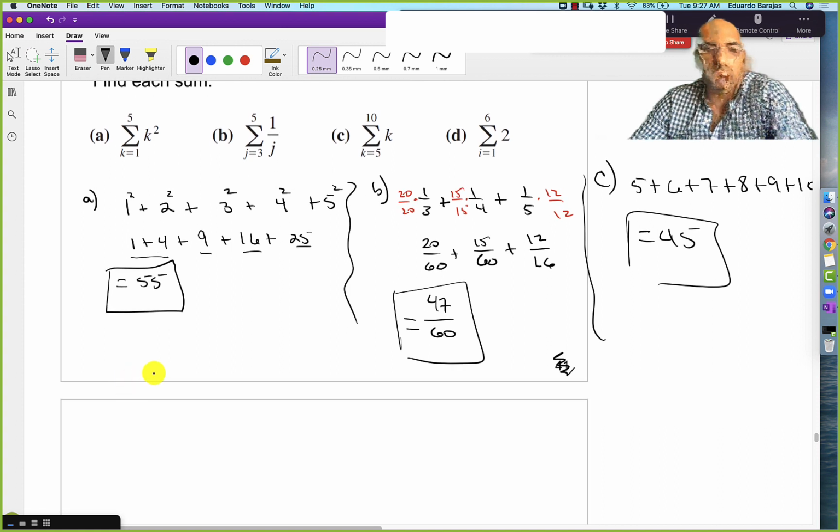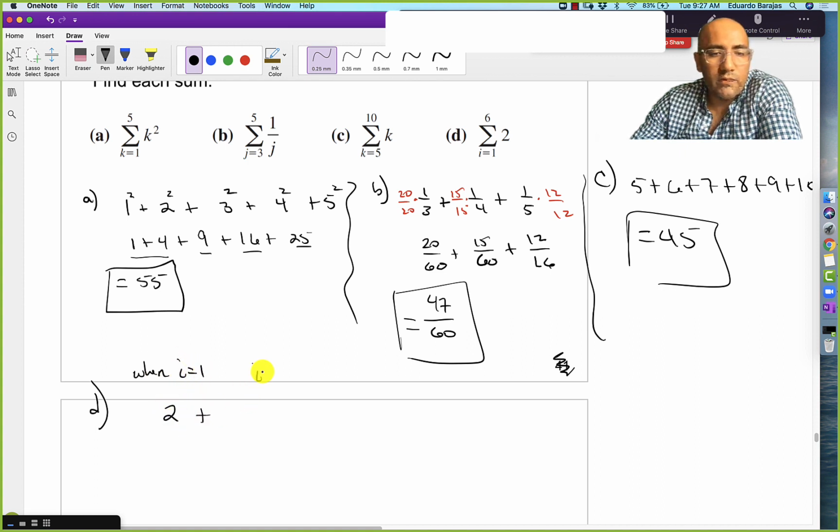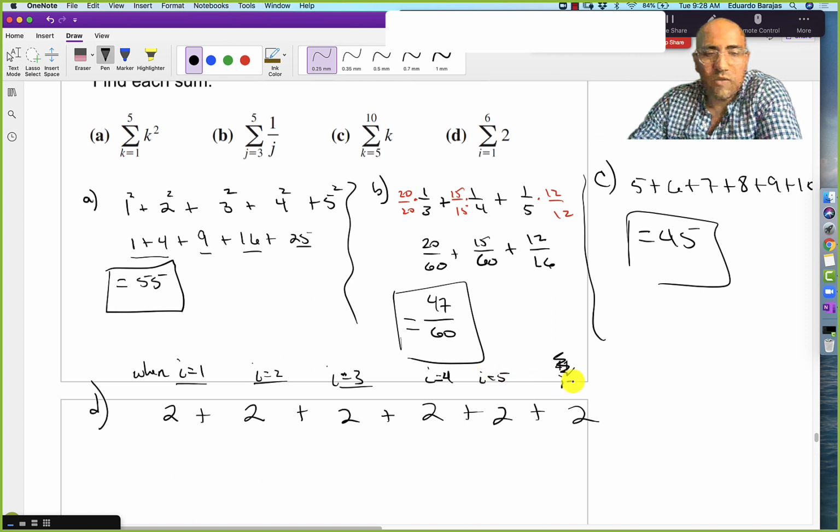D is a little tricky because there is no index, right? Here is the index I, and there is no I. So what we do with that is that, well, when I equals 1, we just get a 2. Plus I equals 2, we just get a 2. When I equals 3, we just get a 2. We have to add all of them, and we keep going until I equals 6. So this is I equals 1, I equals 2, 3, 4, 5, and 6. So this is going to be 2, 4, 6, 8, 10, 12.